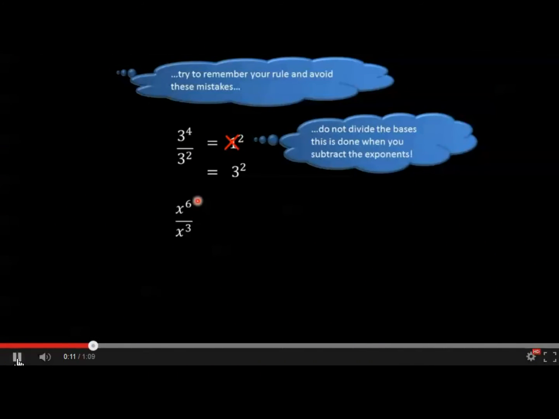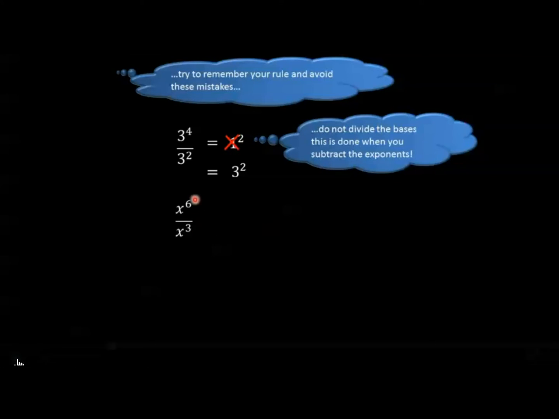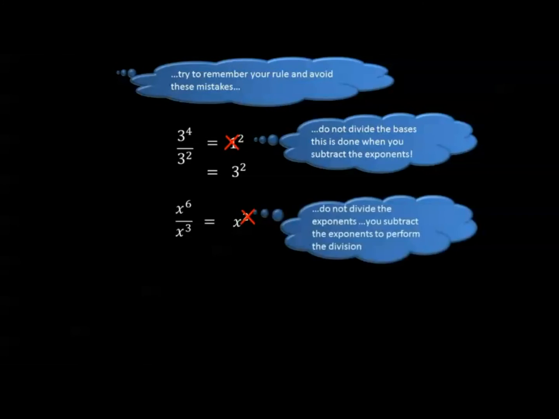It seems natural that if this is a fraction and indicated division, that you want to divide 3 into the 6, since they appear in a fraction. We do not divide the exponents. This is not x to the 6th divided by 3 or x to the 2nd power. That is not correct. That is not what our rule says. You do not divide the exponents. You subtract the exponents to perform the division.